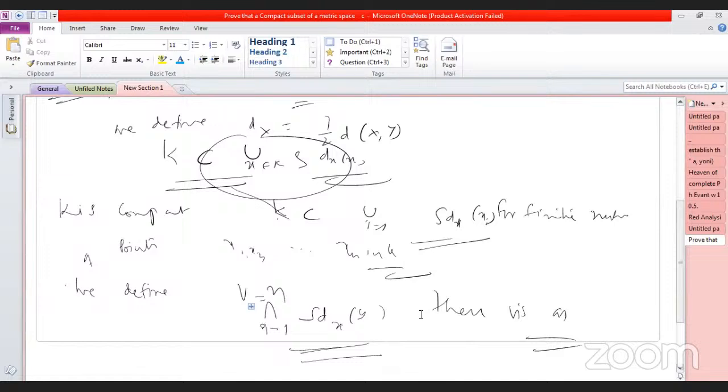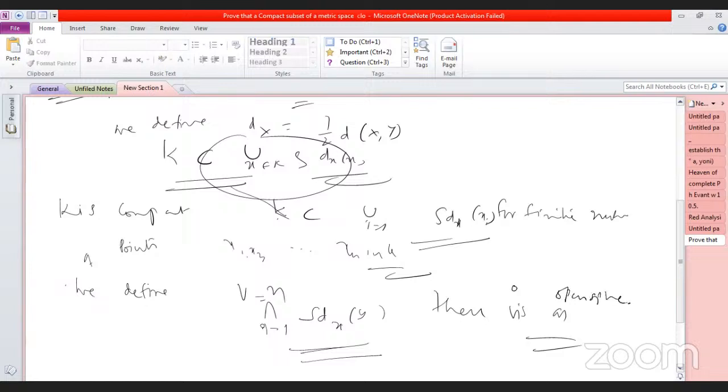Narayana garu, tell me. Sir, is it an open sphere or closed sphere? Open, it is. Why open, sir? Here the intersection is mentioned, sir. Oh yeah, exactly correct. V is open.